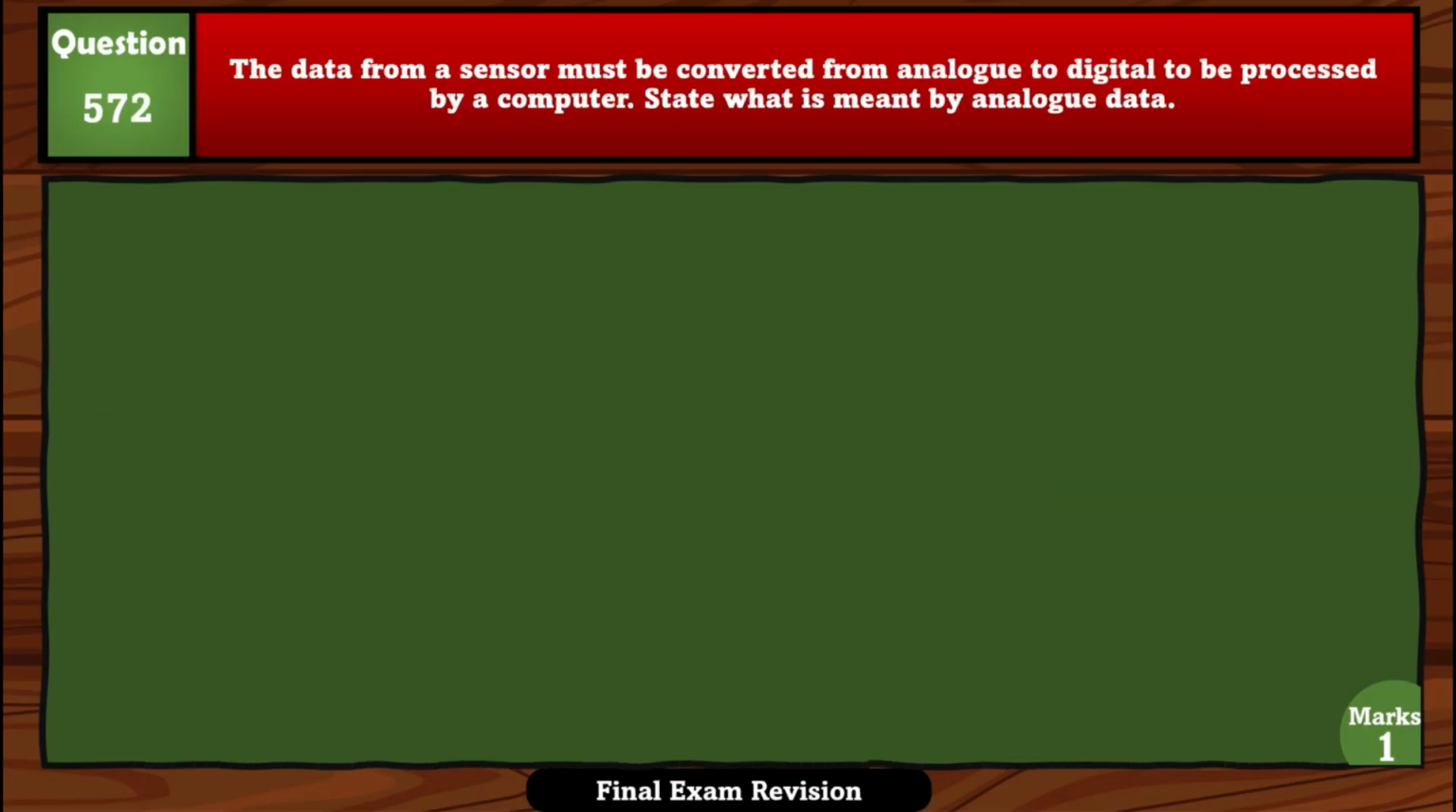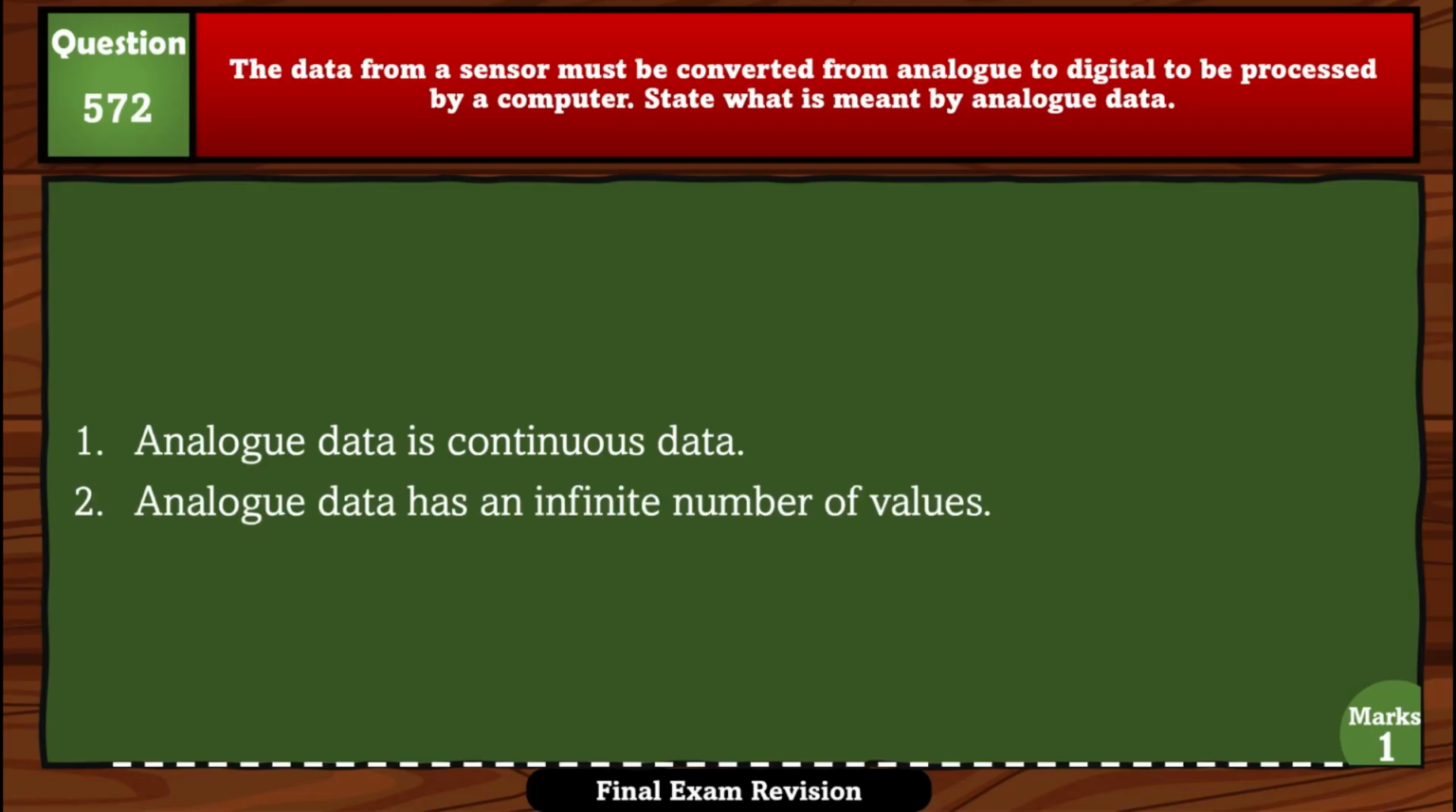Question 572. The data from a sensor must be converted from analog to digital to be processed by a computer. State what is meant by analog data. Analog data is continuous data. Analog data has an infinite number of values.